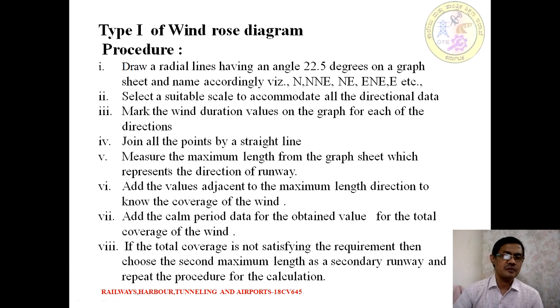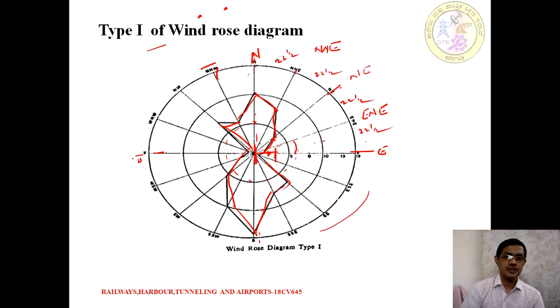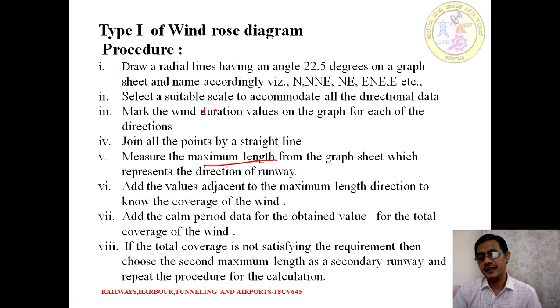After that, measure the maximum length. What I have been emphasizing is to measure the maximum length from the graph sheet, which represents the actual direction of a runway. Say for example, hold the scale here and measure from this point to this point, say north to south, what is the length according to our graph. Likewise, for every radial line we have to measure which one gives the maximum length, and that is considered as the direction of the runway.